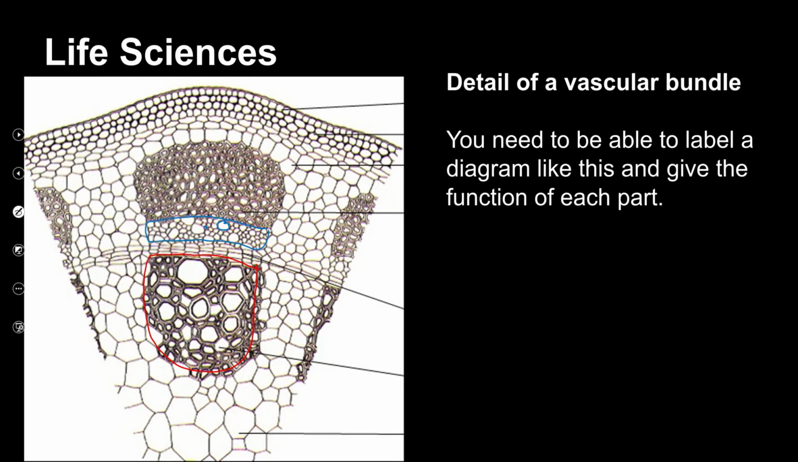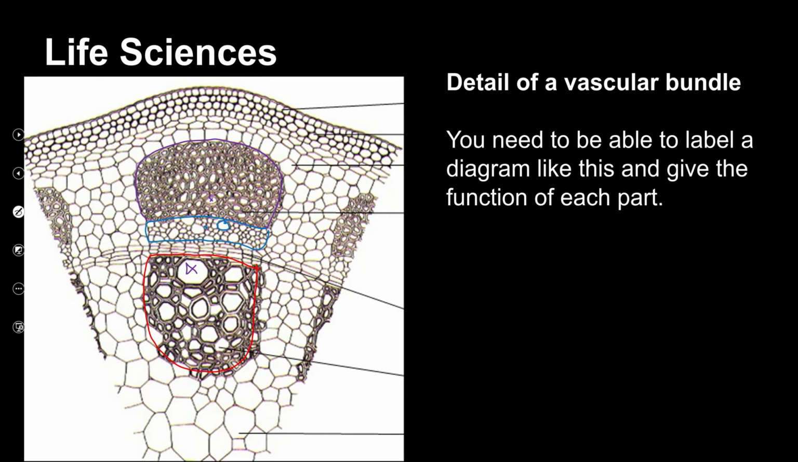Another easy one to identify is this part here, which is the bundle cap, and that has got cells with thick walls, but they are small cells. You can see the difference between the size of a xylem cell and the size of one of those sclerenchyma cells. That's the way you can tell the difference, because they both have thick walls.